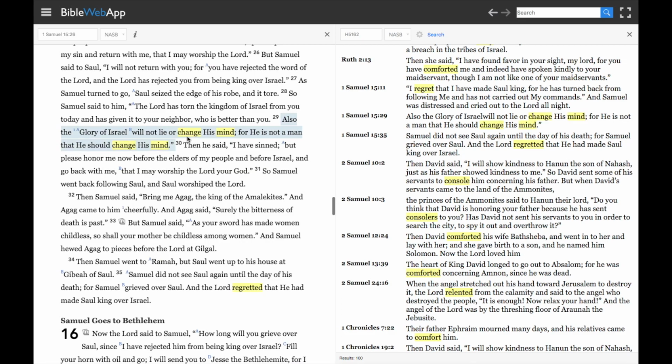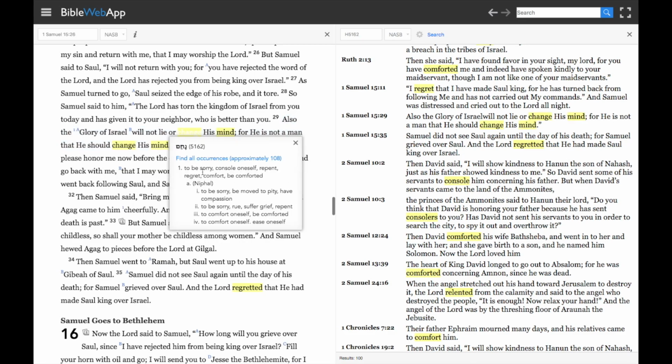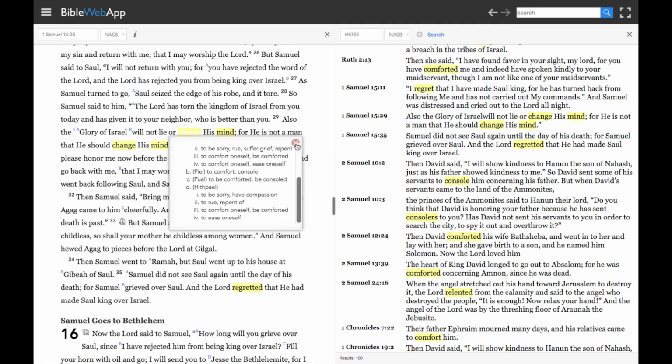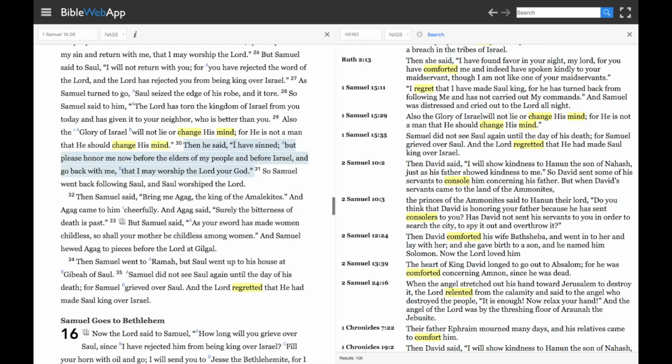Saul should repent. He should nacham. He should be sorry. He should repent. He should turn from what he has done. And as of yet, he hasn't really done that. Notice in the next verse we have, I have sinned, but please honor me now before the elders of my people and before Israel, and go back with me that I may worship the Lord your God. Notice here, Samuel's told him that he should repent, and Saul still isn't really referring to God as his God. He's referring to him as Samuel's God. So it's not clear that we have real repentance here.